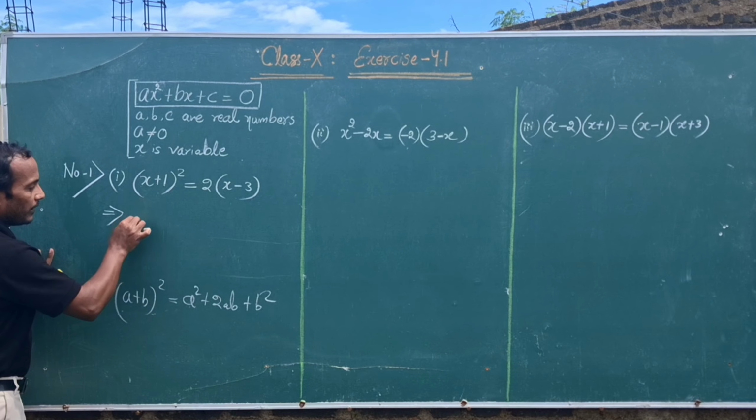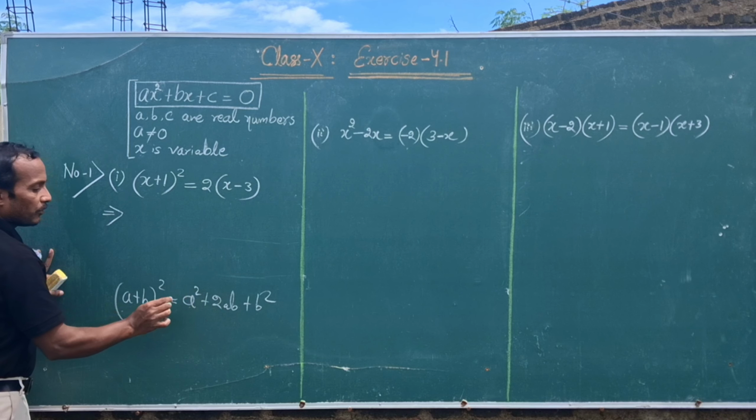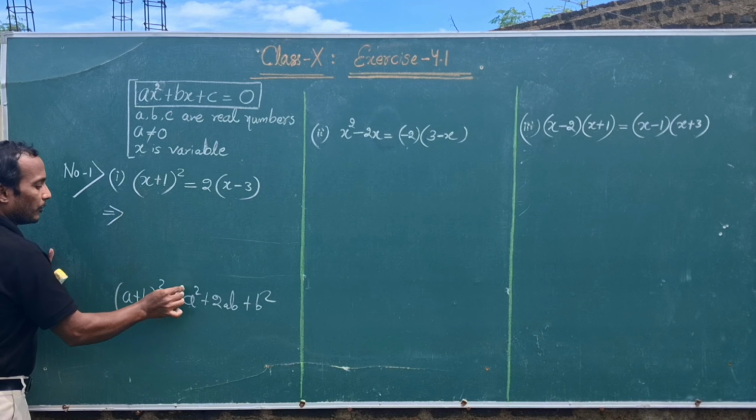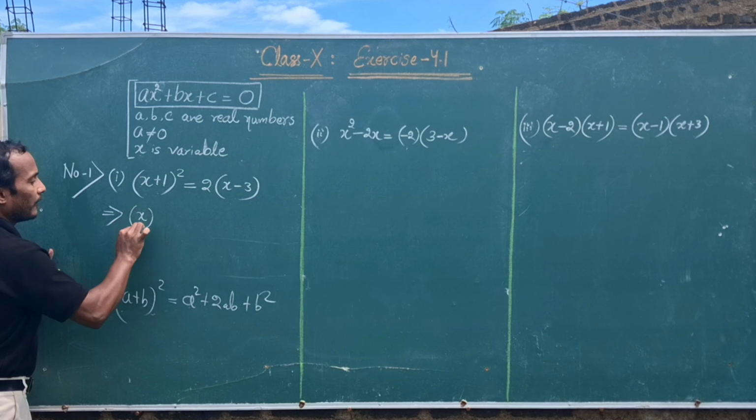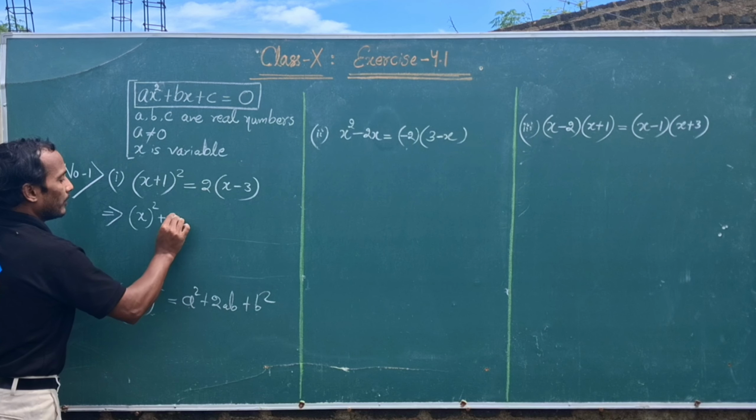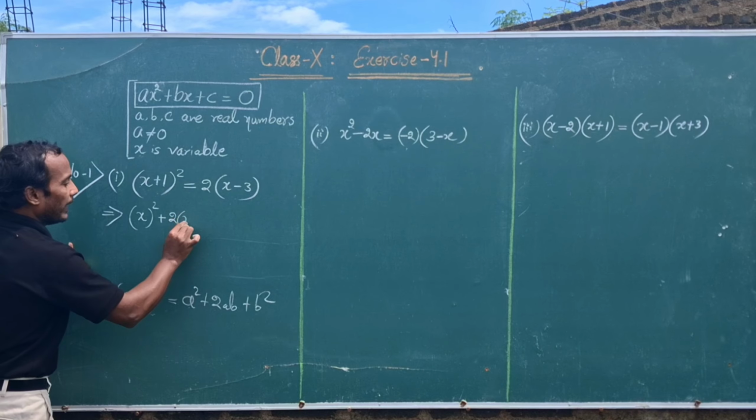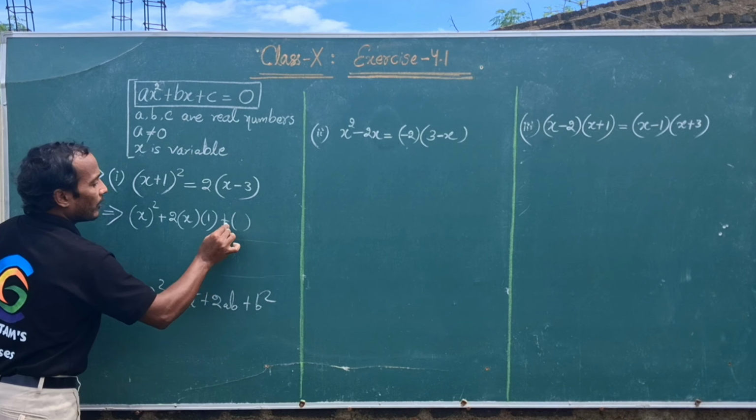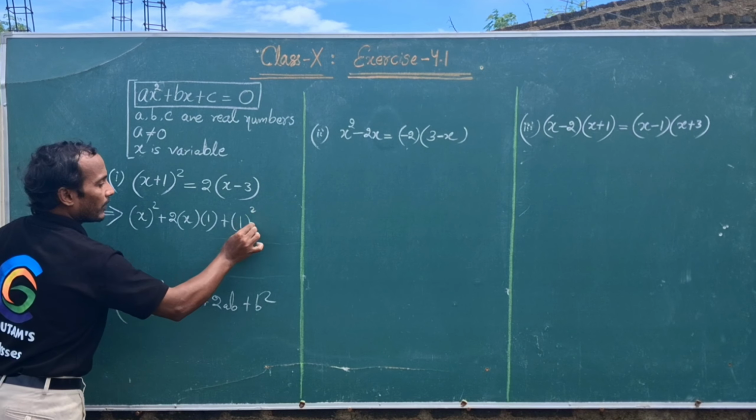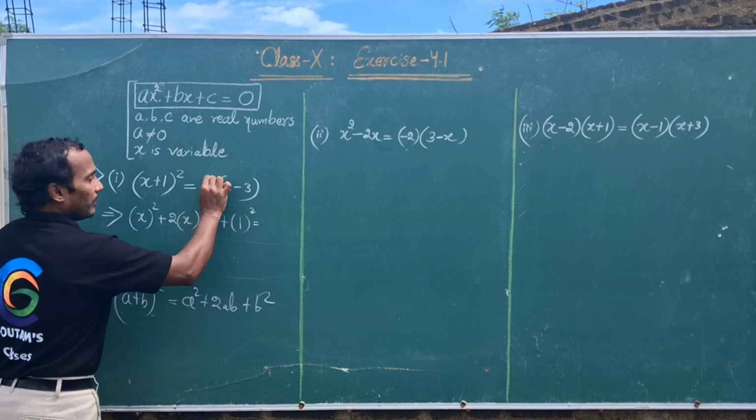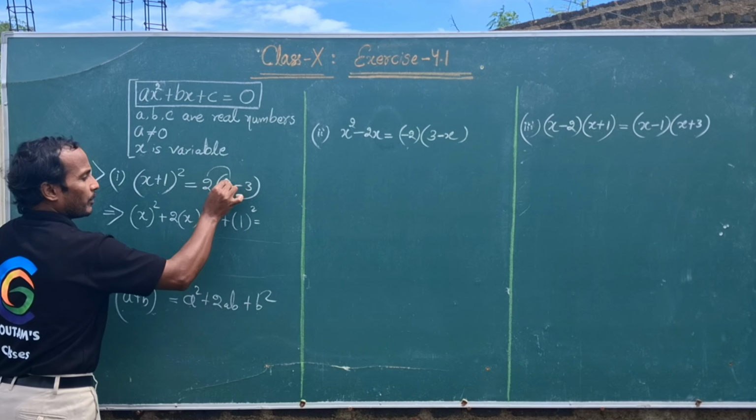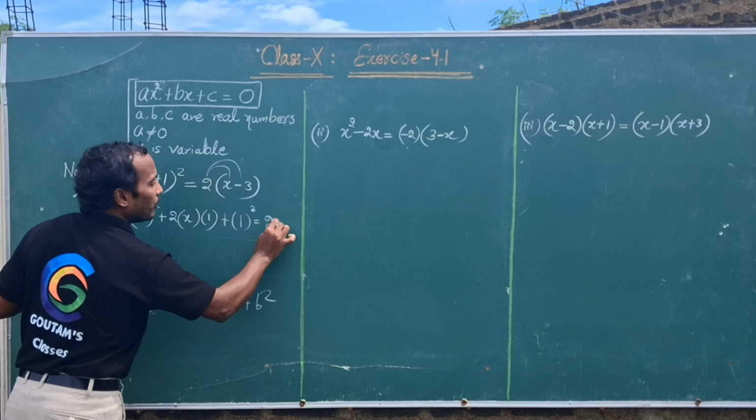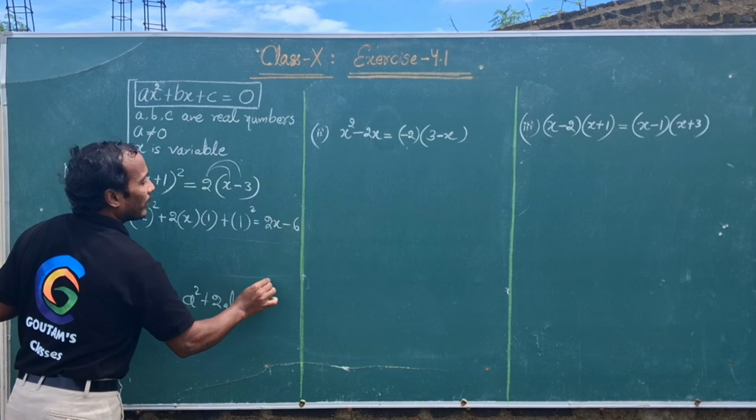I am going to write in this step a square plus 2ab plus b square in place of x plus 1 whole square. Who is a? X. So in place of a square I'll write x square plus 2ab. Who is a? X. Who is b? 1. Plus b square. Who is b? 1. So 1 square. On right side, 2 is multiplied with x minus 3. By distributive property, 2 is getting multiplied with x, 2 will get multiplied with minus 3 also. So 2 into x gives you 2x and 2 into minus 3 gives you minus 6.